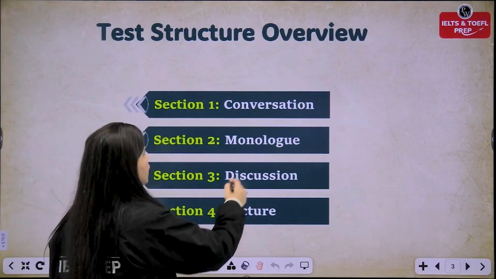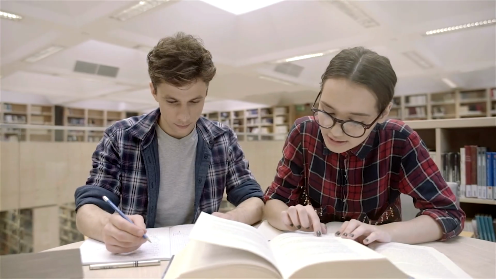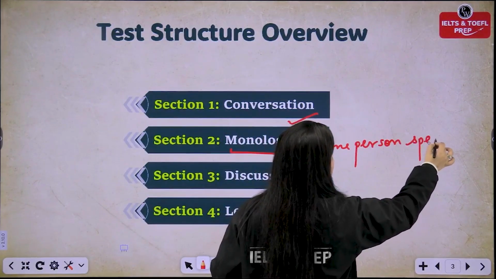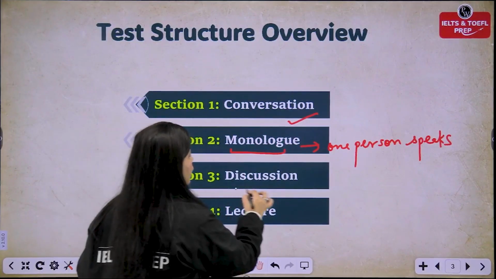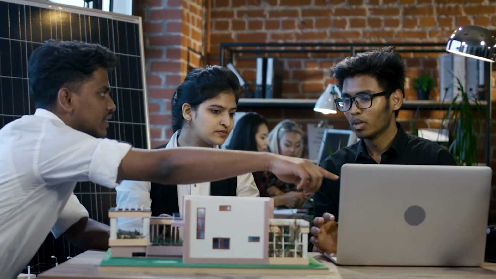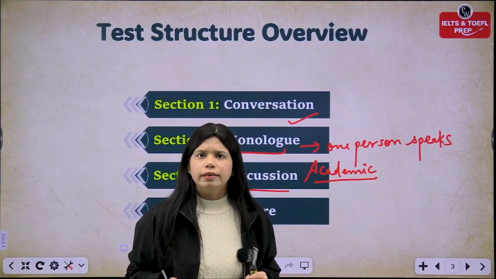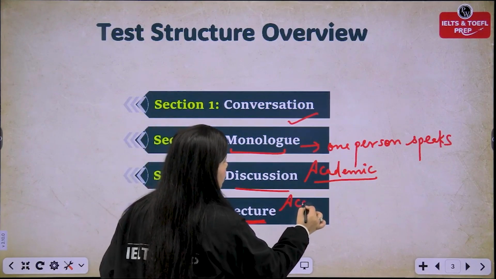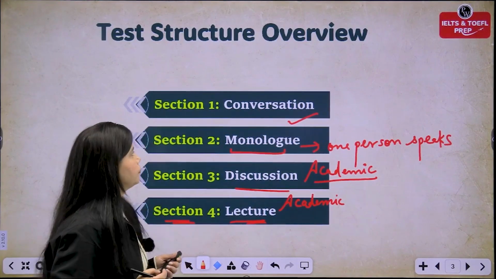Part 1 is going to be a conversation between 2 people, and part 2 is a monologue. Monologue means only one person speaks. It's not a conversation. It's sort of a talk, a lecture kind of stuff. Part 3 is an academic discussion. Here you will hear probably 2 students discussing their presentation, project, assignment, that kind of stuff, or sometimes their coach also joins in the discussion. And section 4 is again a lecture, a monologue, and this too is on an academic topic. Each section contains 10 questions for you to answer.